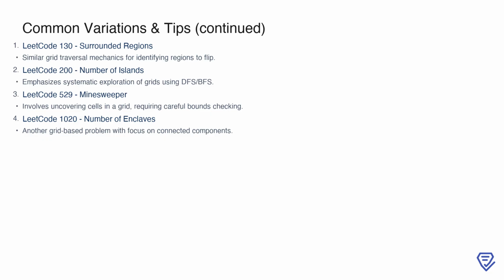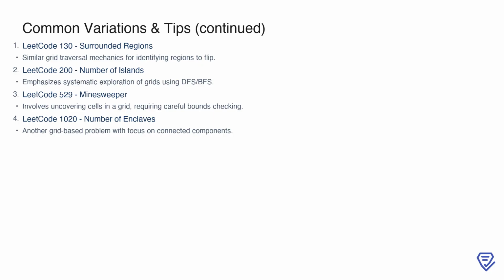If you're interested in related problems, there are several others that involve similar grid traversal techniques. For instance, LeetCode 130, Surrounded Regions, uses comparable mechanics to identify regions that need to be flipped. LeetCode 200, Number of Islands, focuses on systematic exploration of grids using depth-first or breadth-first search.